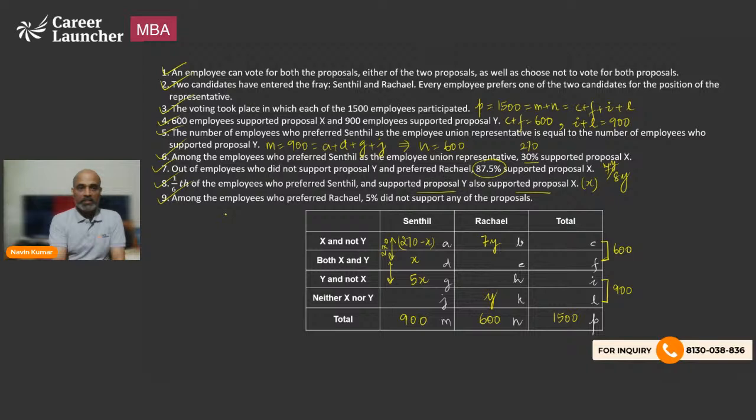The last statement is among the employees who preferred Rachel. So let's go after Rachel. 5% did not support any of the proposals. So 5% did not support any of the proposals means 5% of 600, which is going to be 30. 5 into 6 is 30. So we're talking about 30 people who did not support any of the proposals. We are talking about that Y being 30.